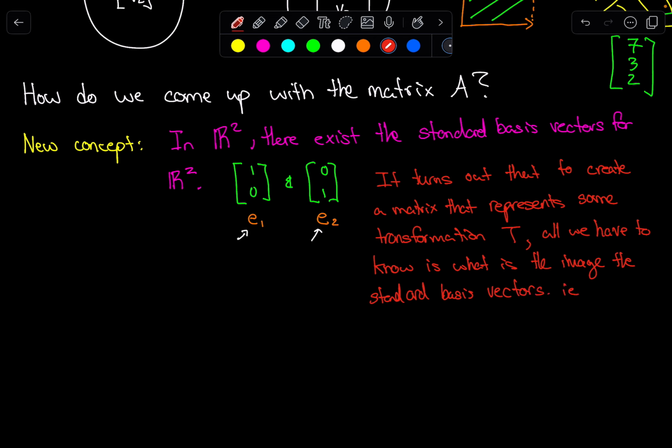So in other words, all we need to know is T of E1 and T of E2. I guess those are vectors, so I'll put little bars over them. So T of E1 and T of E2, that's all we need to know. Because if E1 and E2 can build me any vector in the space anyways, then if I know what happens to E1 and E2 under a transformation, mathematically speaking, I can figure out what's going to happen to any vector, because I know what happens to our building block vectors. Does that make sense?